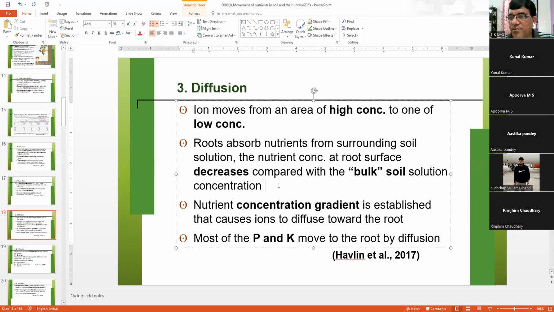And sometimes back diffusion can also happen. That is not very regular, but back diffusion means there is a very good supply of nutrients to the plant roots by mass flow or by diffusion or by both. Then the concentration of nutrients may, for a shorter period, be higher near the root compared to the bulk soil. So it can go back to the bulk soil. That can also happen, back diffusion.